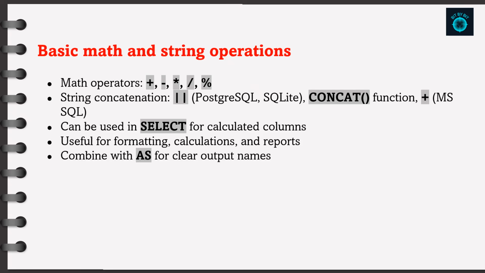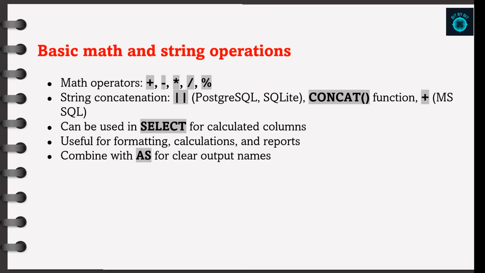For working with text or strings, you can combine values using concatenation. In PostgreSQL and SQLite, this is done with a double vertical bar. In Microsoft SQL Server, you can use the plus sign. In MySQL and most databases, you can use the concat function for consistent results. Combining math and string operations with aliases makes query results easier to understand and ready for reporting.